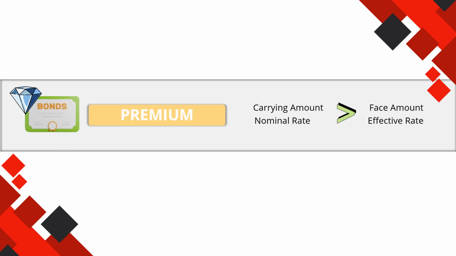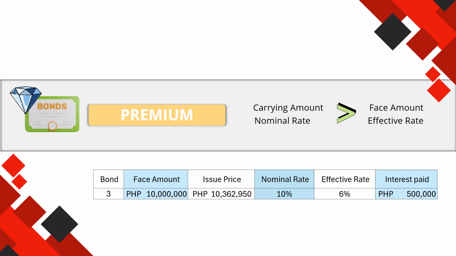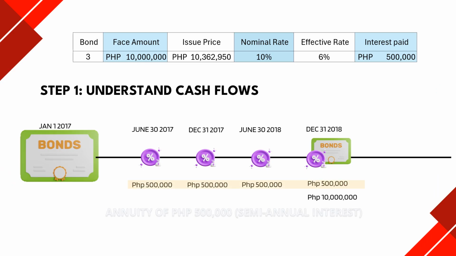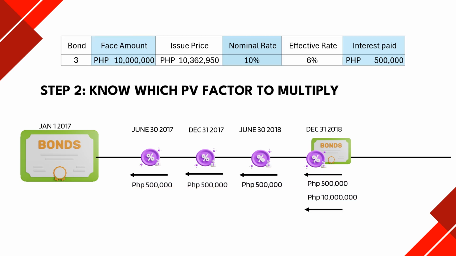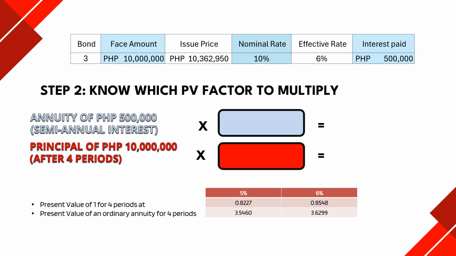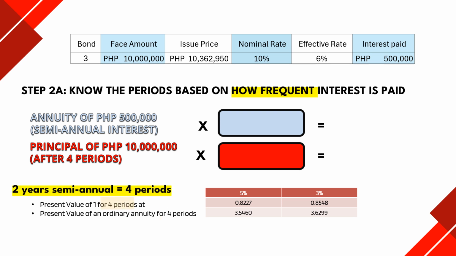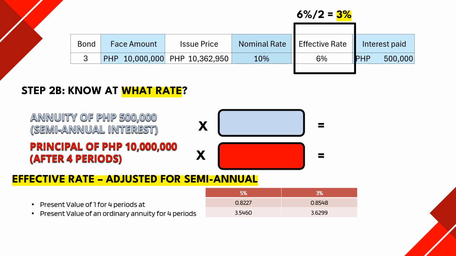So finally, the last would be for premium. So baliktad naman. Your nominal rate is higher than your effective rate, so therefore your carrying amount or the cash you will receive will be higher than your face amount, right? So again, we understand that the same lang yung cash flows nila. The annuity is dictated by your stated rate. Yung PV factor, alam natin 4 periods. And then we will now use 3%, right? Kasi yun yung effective rate na semi-annual.